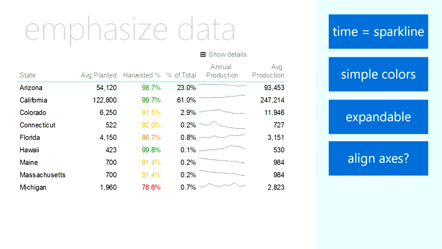Then states that produce way more, like California and Arizona, would have useful trend spark lines, but all the other ones, relatively speaking, would be like flat lines along the bottom. And it would help me get a sense of the overall scale, but it wouldn't help me see the shape of the growth. So generally, you don't want to align the vertical axis when there's huge disparity in the values between these rows.